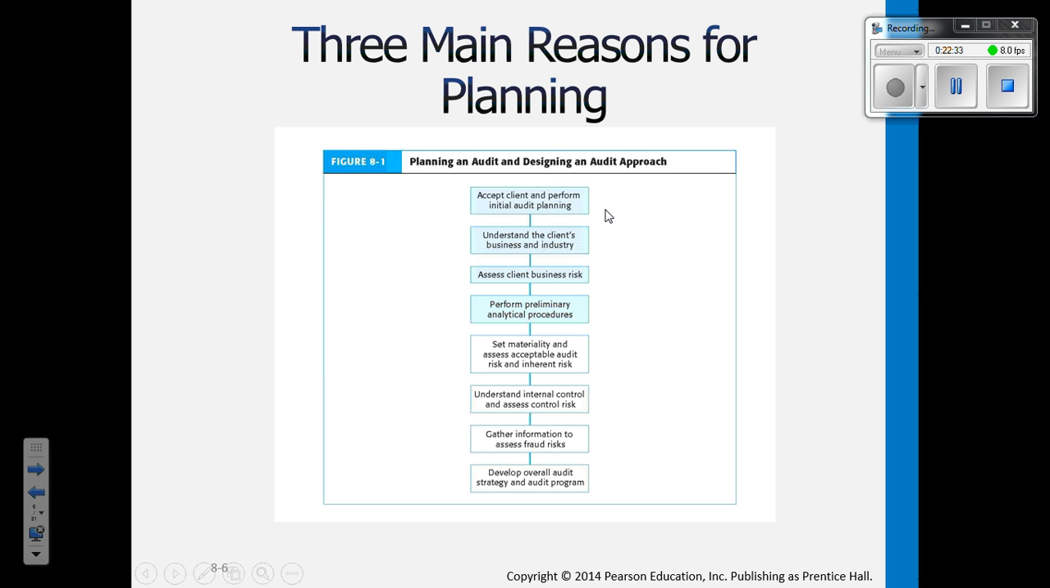So what do you expect to see? So when we say we're assessing the client's business risk, and then we're performing preliminary analytic procedures to see whether or not that assessment makes sense, right? We believe it, right? And then we set the materiality level based on that, okay? That's all that's going on.